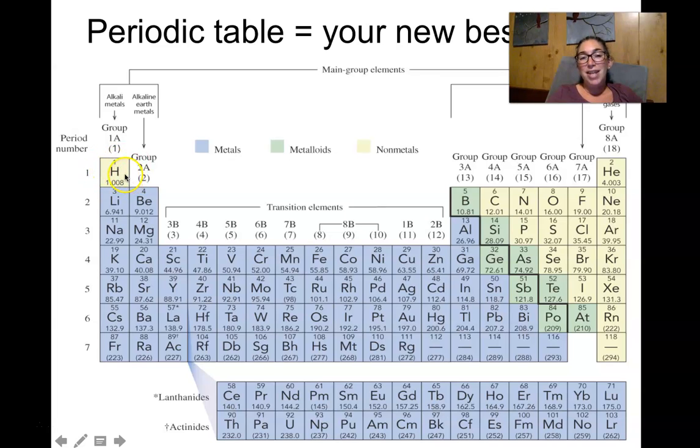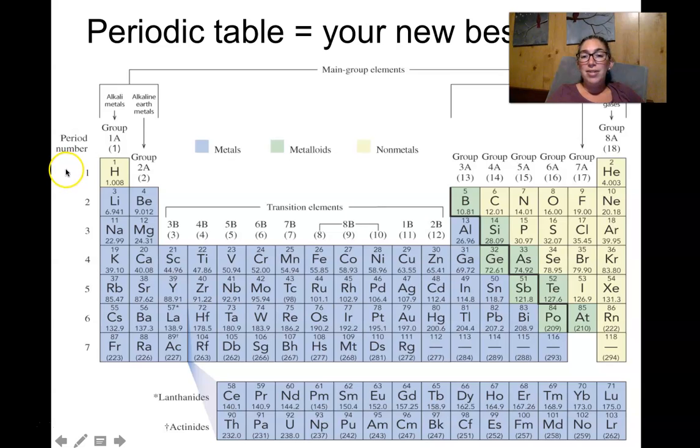The oddball out is hydrogen here, which is actually a non-metal, but we place it over on the left-hand side of the table, but it really fits better over here on the right-hand side in terms of where the other non-metals go. And then in between the metals and non-metals, we've got the metalloids. These are things that exhibit characteristics between those. They're in-betweeners.